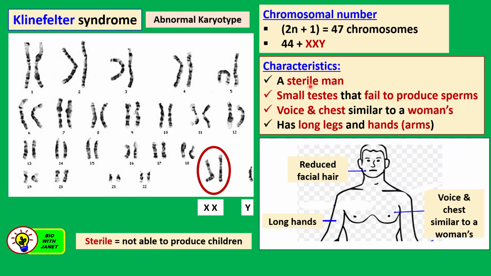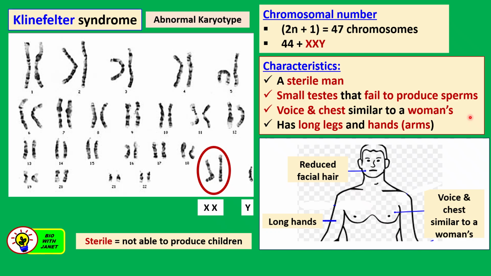Sterile man. Sterile means that they cannot produce children. They cannot produce sperms, right? So the patient will have small testes that fail to produce sperm. So that's why they are sterile. They cannot bear children. Even if the wife is fertile, if the man is sterile, then they cannot bear children. That's because of the failure to produce sperms.